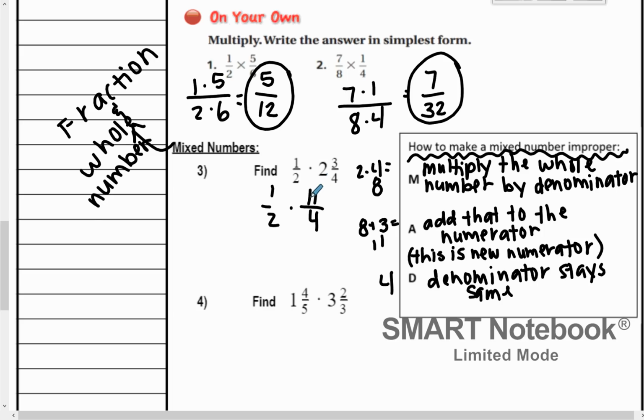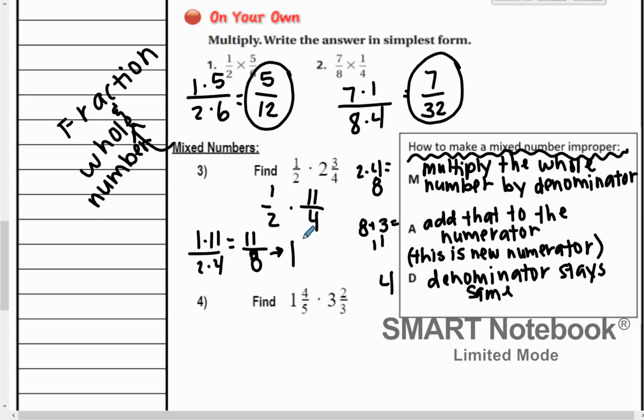So we take 11 times 1, which equals 11. We put that over 2 times 4, which is 8. Last step. Now we can't leave a fraction like this because our top number is bigger than the bottom number. So our answer has to be put back into a mixed number. When we do that, we say, how many times can 8 go into 11? Well, 8 can go into 11 one whole time.